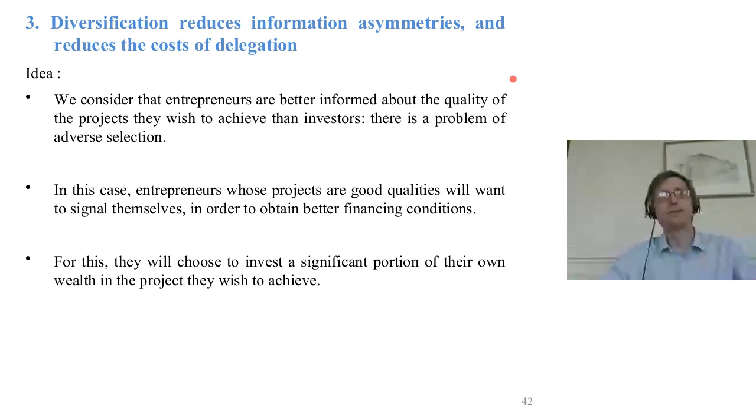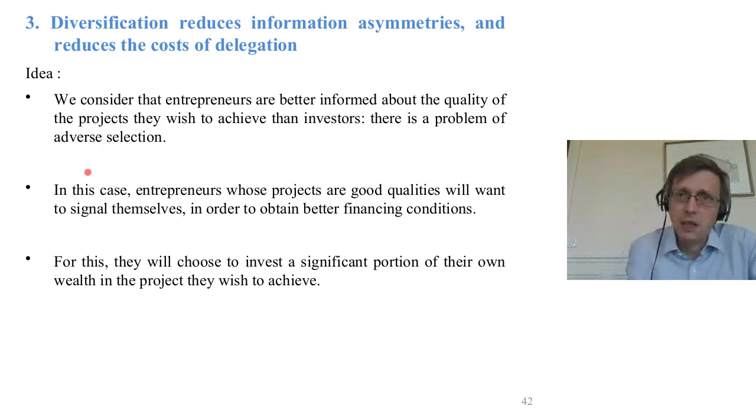Okay, so what is the idea about diversification as a way to reduce information asymmetry and therefore to reduce the cost of delegation? Well, we consider that entrepreneurs are the ones who are going to look for financing. So they want to borrow money, right? We consider that entrepreneurs are better informed about the quality of the project they wish to achieve than investors. So basically, there is a problem of adverse selection.